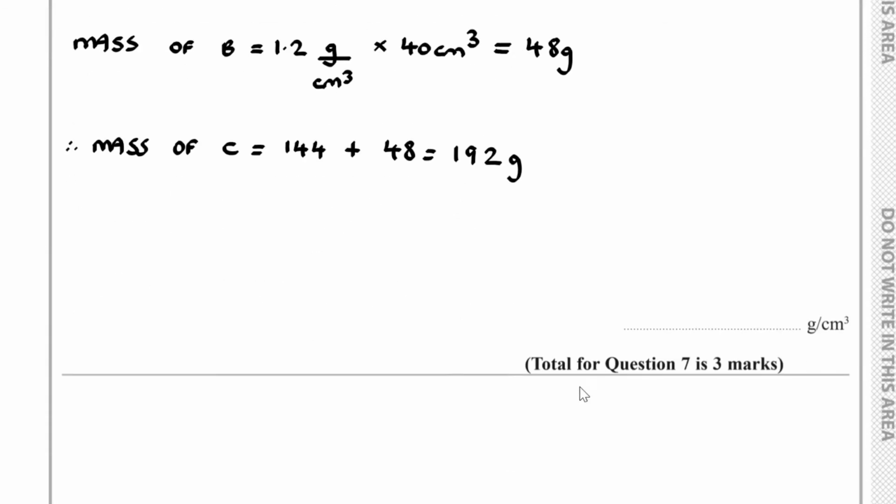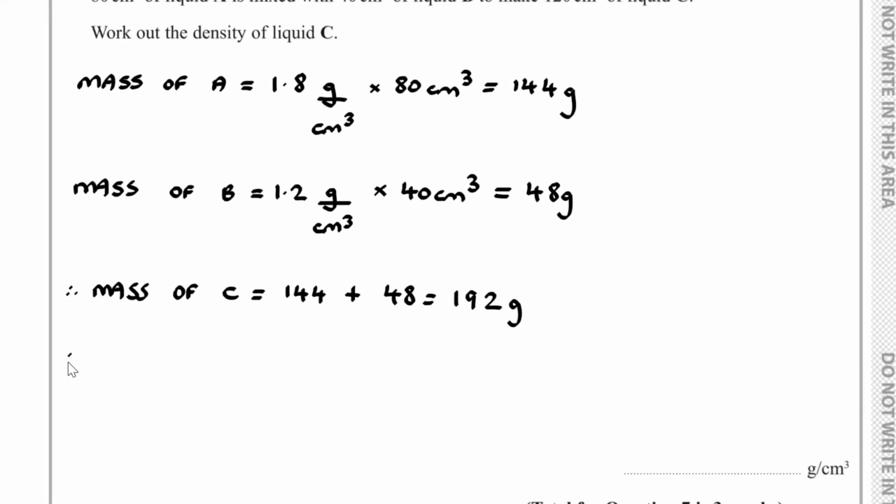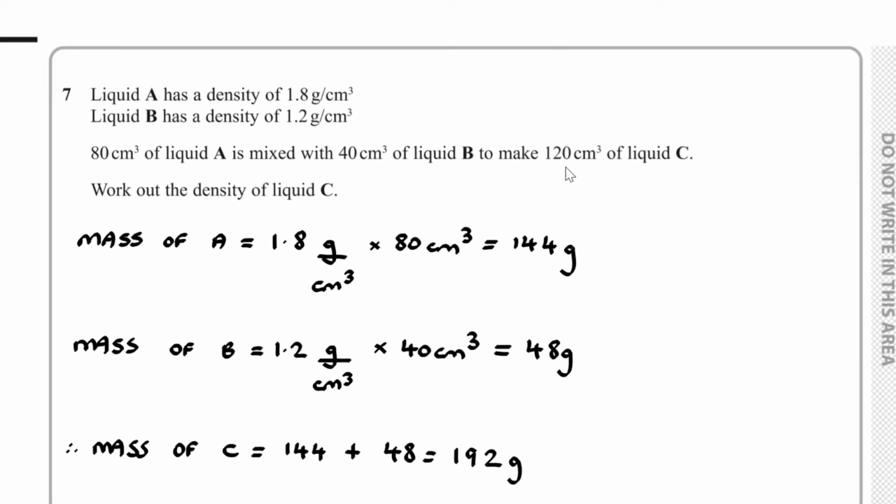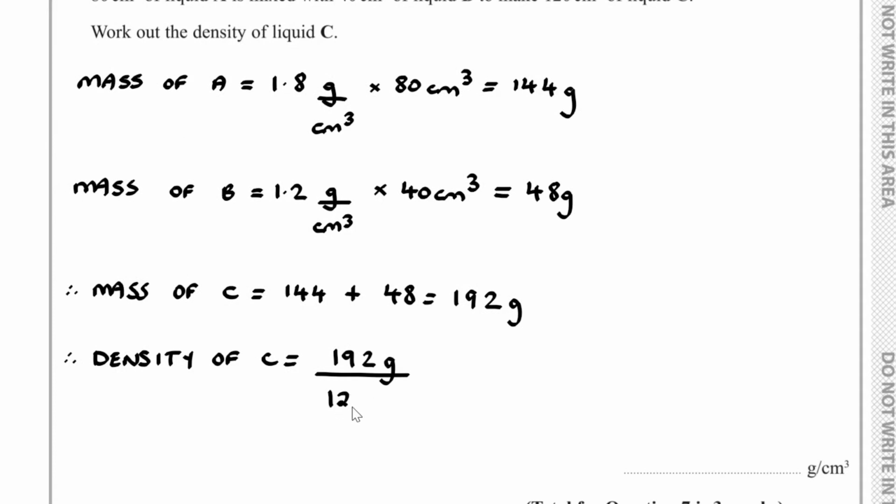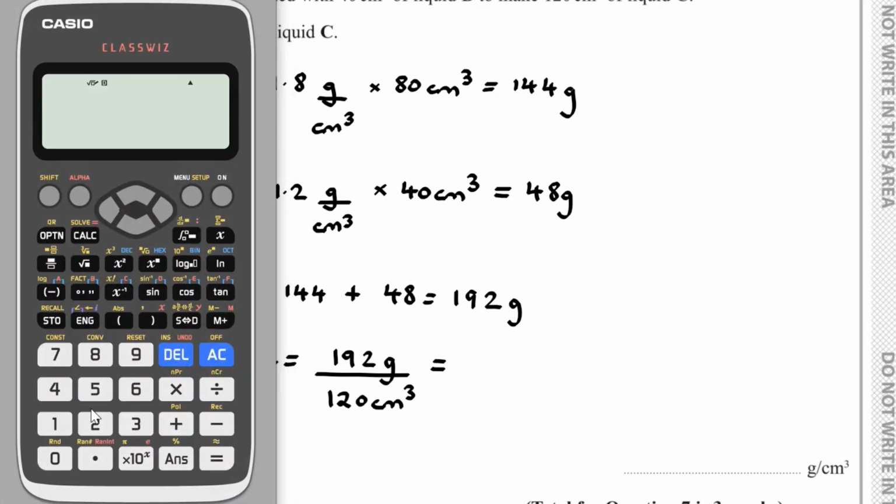grams. And so therefore we need to find the density of C. So the density of C, we've got 192 grams divided by 120 centimeters cubed. So if I work out what this is, it turns out we get 1.6 grams per centimeter cubed as the density of C.